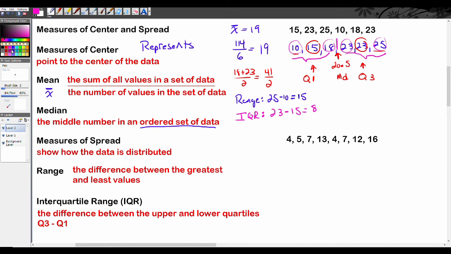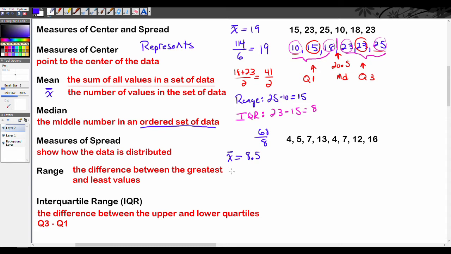Let's go ahead and take a look at this next set of numbers. Let's find for 4, 5, 7, 13, 4, 7, 12, 16. Let's go ahead and find the mean. So we're going to add these numbers together. So 4 plus 5 plus 7 plus 13 plus 4 plus 7 plus 12 plus 16 is 68. And 68 divided by 8, because there's 8 numbers in this set, equals 8.5. And that's our mean for this set of data, 8.5.